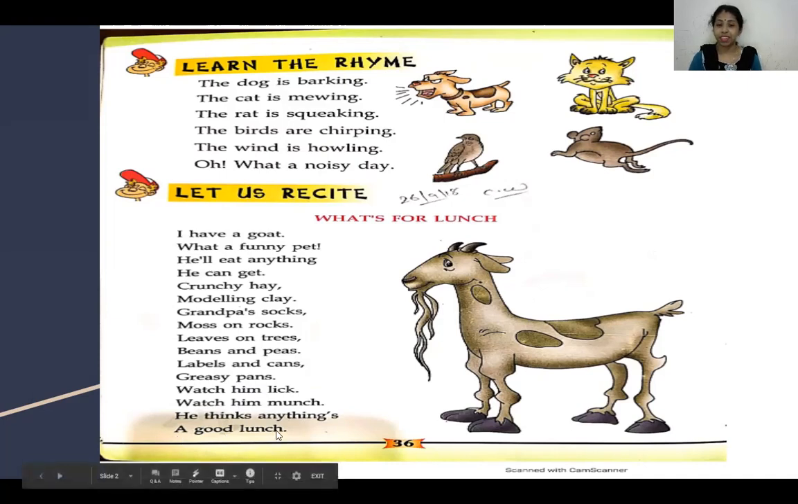Okay, my dear children, all of you will recite this poem 5 times at your home. Okay, now I will move towards Grammar Roots.